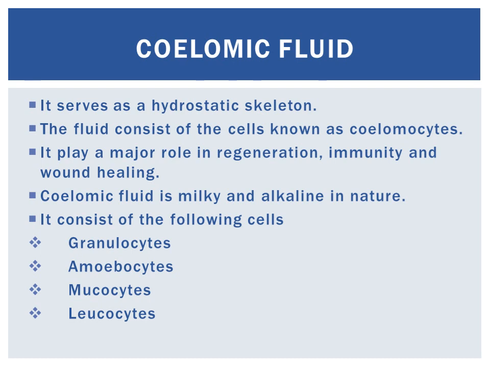Then it consists of the following cells. The coelomocytes, commonly called the cells. What types of cells are there in the coelomic fluid? The first is granulocytes, the next amoebocytes, the third mucocytes, and the fourth leukocytes. These are the four types of cells present in the coelomic fluid.